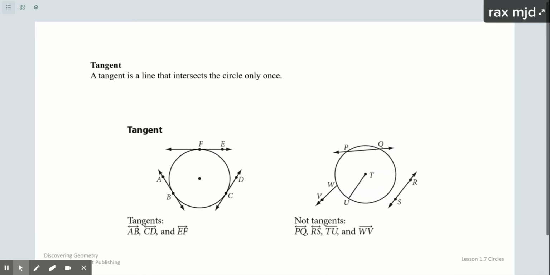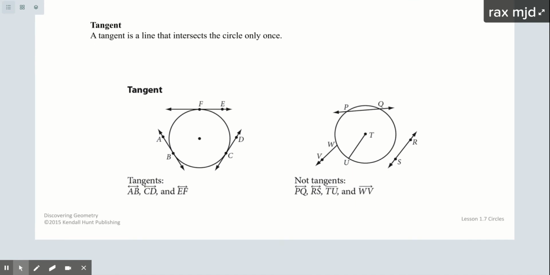A tangent line intersects a circle in only one place. So here we have EF, which is a tangent line, and it intersects the circle at point F. Okay, that is the only place it touches. Every other place it doesn't. Okay, that is what makes it a tangent line.